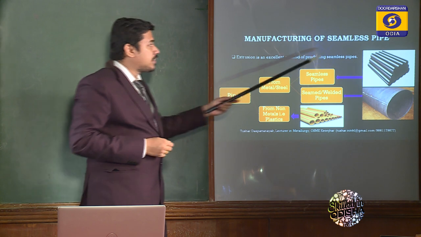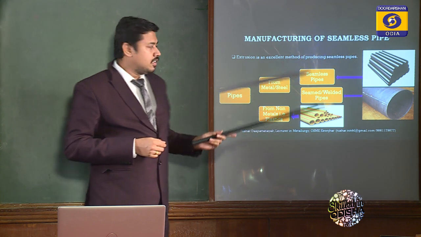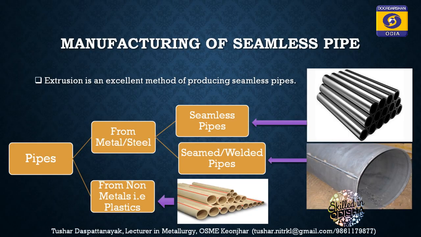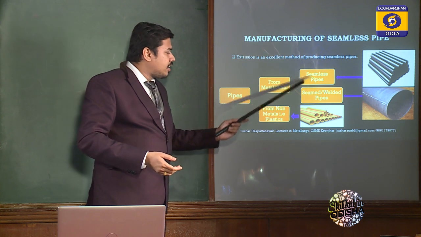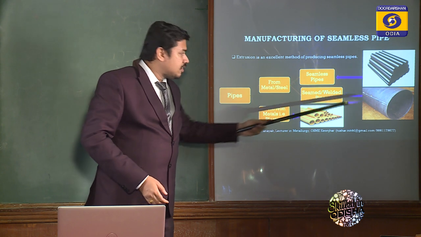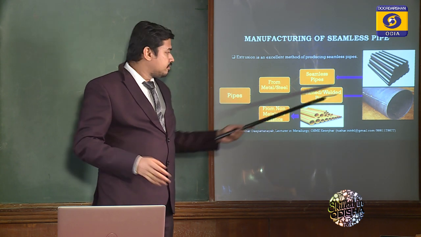We'll try to manufacture this seamless pipe with this procedure. Let's first classify the pipes. Pipes are of two kinds: metal pipes or plastic, non-metal pipes. Metal pipes can be divided into two types: seamless pipe and seamed pipe. Seamless pipe, you can see it. Welded pipe, you can see it.